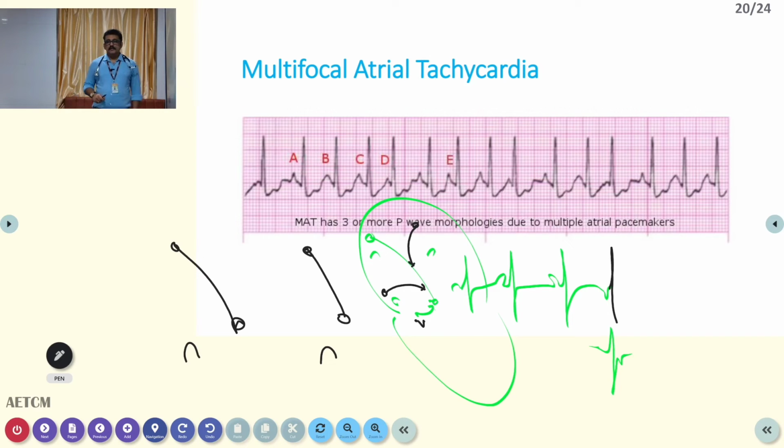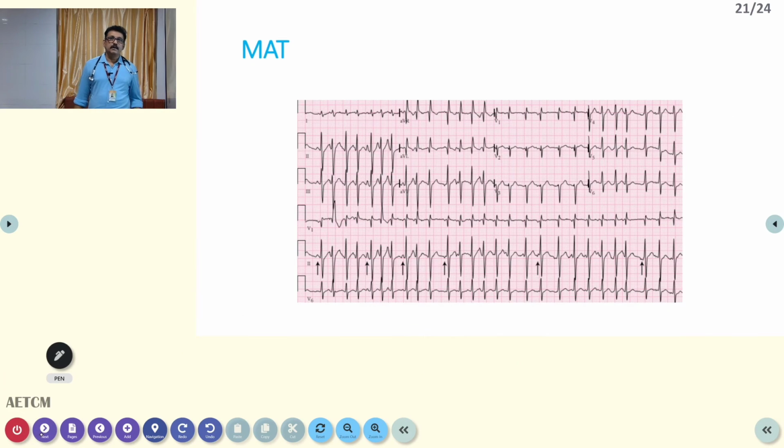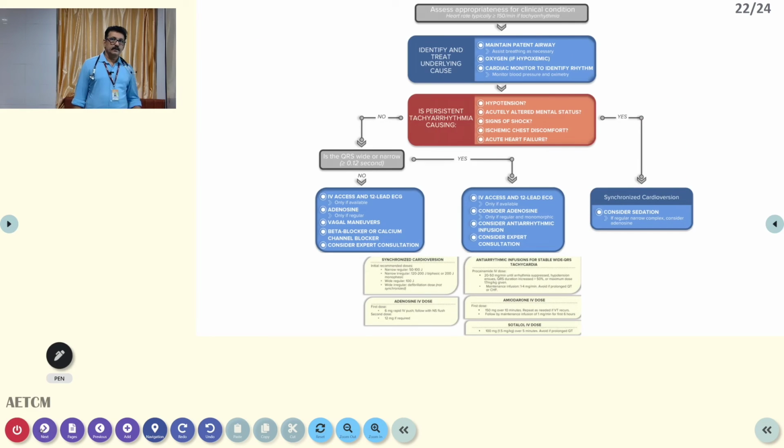This is classically seen in hypoxic conditions like pulmonary embolism, COPD with acute exacerbation, asthma, ILD, all these things. This is a very common arrhythmia you see, multifocal atrial tachycardia. If the rate is low, you can call it a wandering pacemaker. If the rate is very high, you can call it multifocal atrial tachycardia.